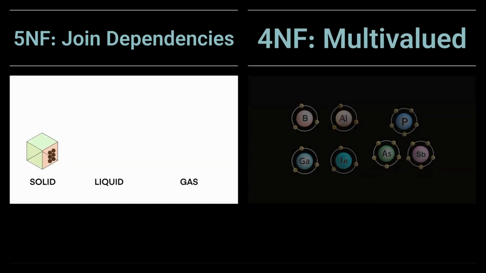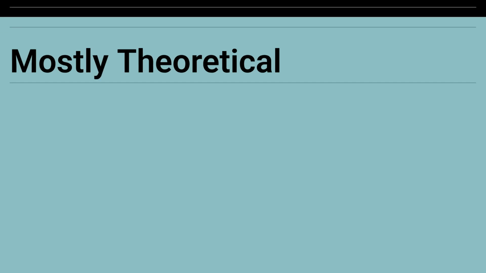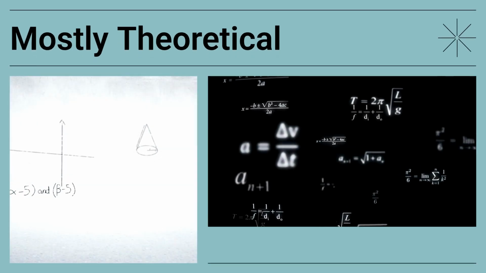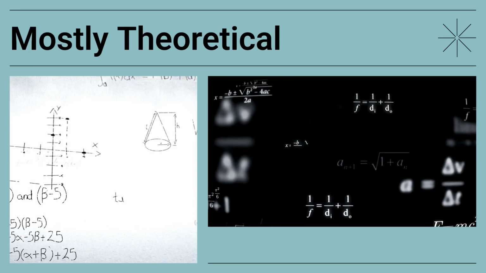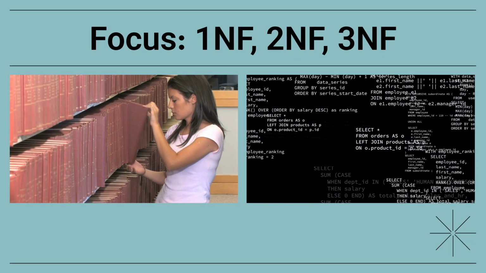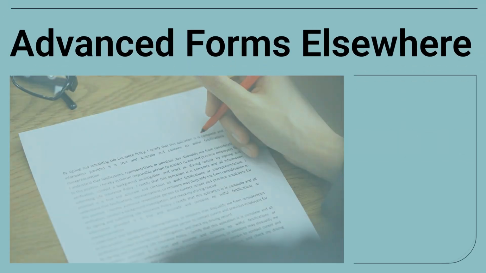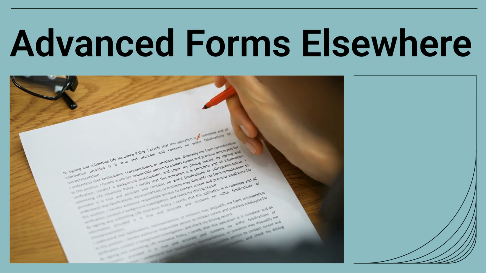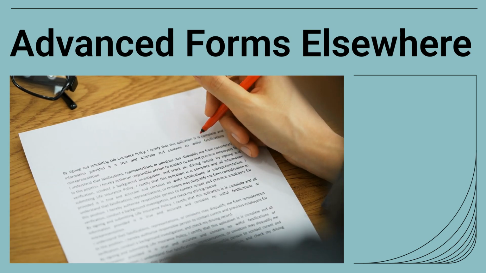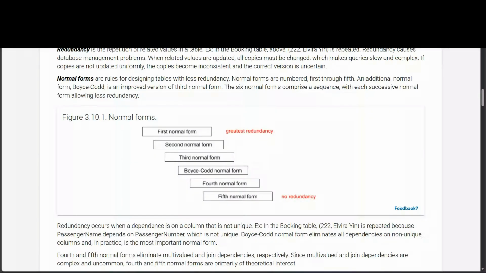Beyond BCNF, there are further normal forms that deal with increasingly complex and rare dependency issues. Fourth and fifth normal forms eliminate multi-valued and joined dependencies, which are rare occurrences in typical business data. Because these forms address such uncommon scenarios, fourth and fifth normal forms are primarily of theoretical interest to most database professionals. Now, let's set the focus for the remainder of this learning section. This section will primarily focus on the practical application of the first, second, and third normal forms. BCNF is covered in a separate, more advanced module, and the fourth and fifth normal forms are generally not included in this core curriculum. So let's look at figure 3.10.